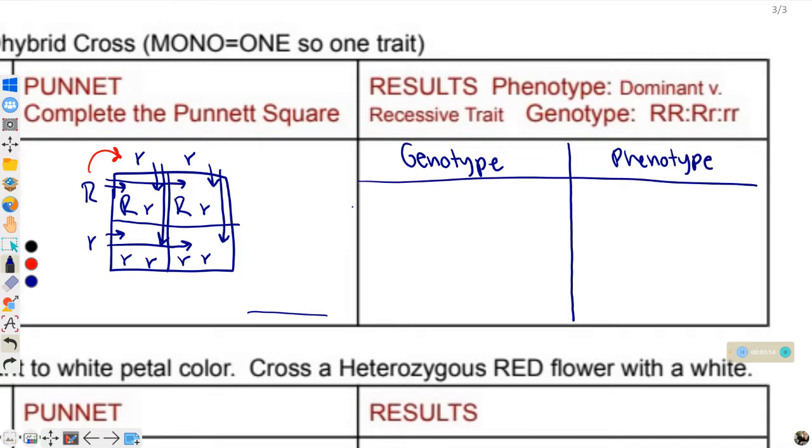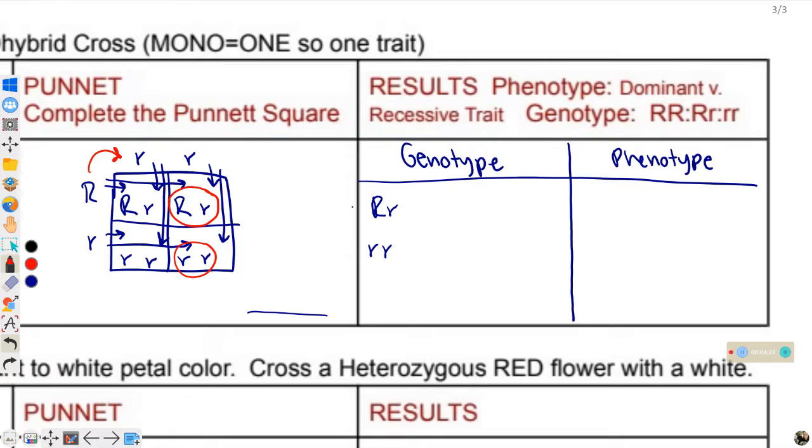Genotype, we're going to look at what different genotypes we have in our box, what combinations of two letters we have only on the inside of the box. So looking at that Punnett square, first option we have big R, little r. So that's my first genotype. My other genotype that I can see in this box is little r, little r.